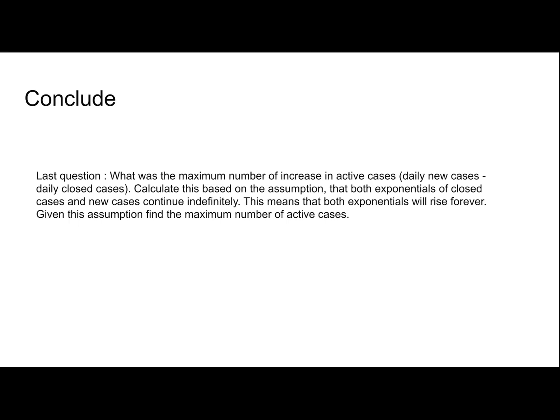Calculate this based on the assumption that both exponentials of closed cases and new cases are continuing indefinitely. This means that both exponentials will rise forever, assuming there are no boundaries on time. Given this assumption, find the maximum number of active cases. When I say maximum number of active cases, I mean the maximum of daily confirmed cases minus daily closed cases. That's what I want to find. I'll give you some time to find an equation representing this active case count, and I'll try to solve this question. This is a high level question here.